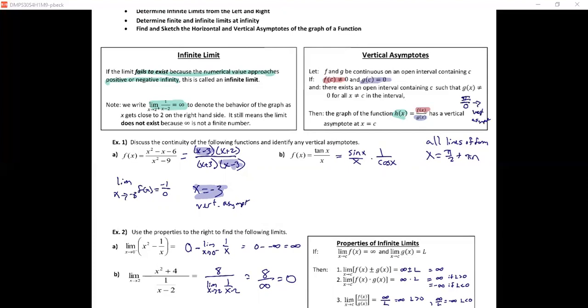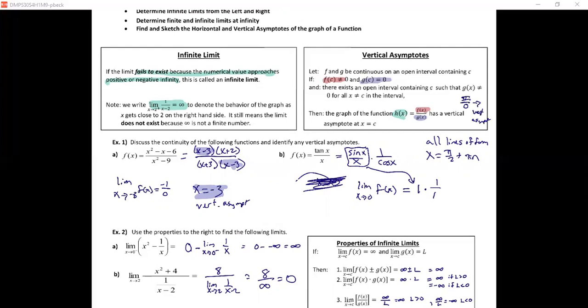For part B, a lot of people like to immediately say, oh, x equals 0 is a vertical asymptote because we have that x in the denominator. But that would be very bad thinking, because we have to look at it as tangent of x over x. And if you remember from our last time's notes, we can break tangent of x into sine of x over cosine of x. So if we established the limit as x approaches 0 of f of x, it's going to be 1 times 1 over the cosine of 0, which is 1. By the way, that limit is 1. So at x equals 0, it's not a vertical asymptote.